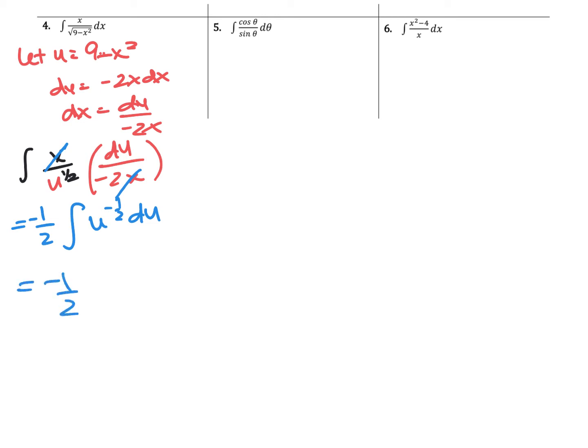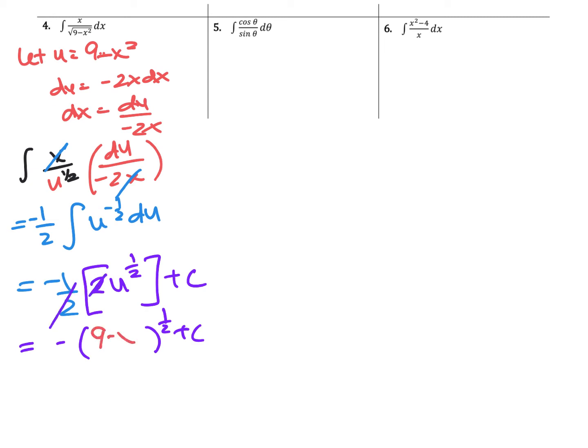So if I integrate this, u to the negative 1/2 power, if I add 1 to that, I get u to the positive 1/2. And if I divide that by our new exponent, that's the same thing as multiplying by 2. So this is going to simplify to be negative u to the 1/2 power plus c, if I multiply this 2 and this 1/2. And I'm going to go ahead and plug back in what u was. U was 9 minus x squared.